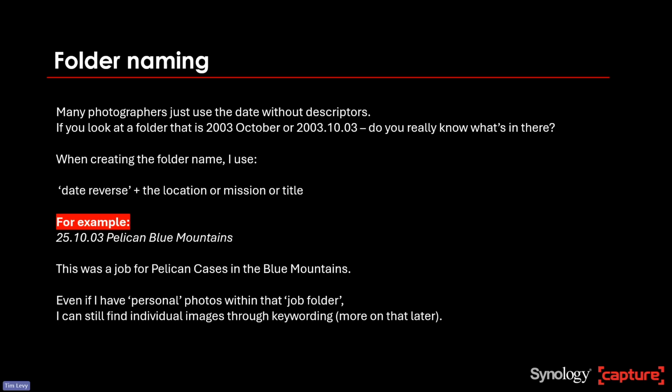So folder naming, that's that date reverse system that works. For example, there's Pelican Blue Mountains. In 10 years' time it will be like Pelican Blue, and I know what that job is. Now, in that shoot, I might have taken some personal photos of this and that, whatever. I can still search in that folder and in the whole archive, so I don't have to get the personal photographs and break them into something else. And I'll show you that soon.